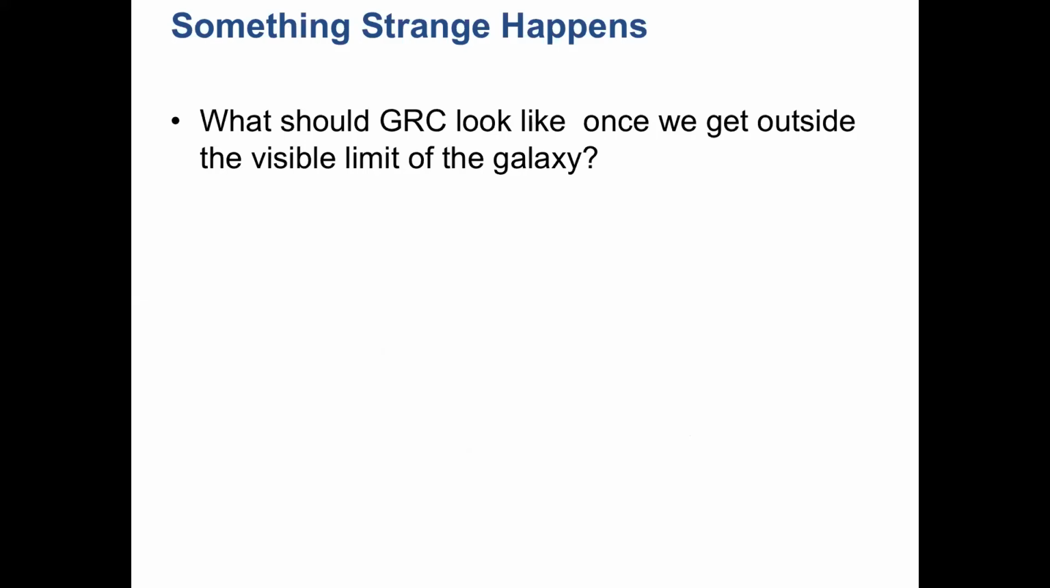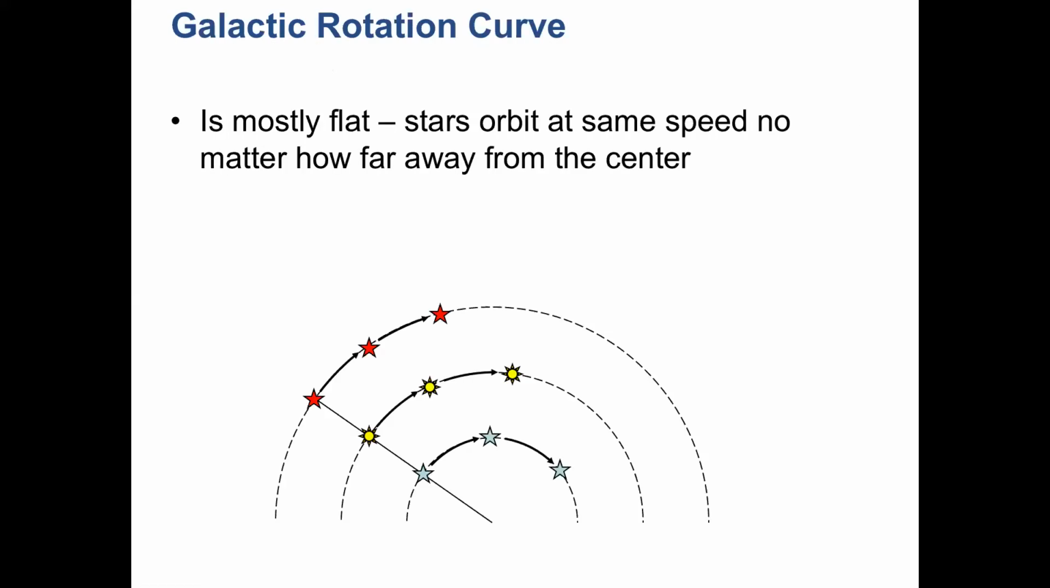I think I'm going to stop this video there, because something strange is about to happen. Something strange is going to happen once we get outside the edge of the Milky Way. Before we do that, I just want to point out why this is. Why is the galactic rotation curve different than the solar system rotation curve? What is different about the galaxy?